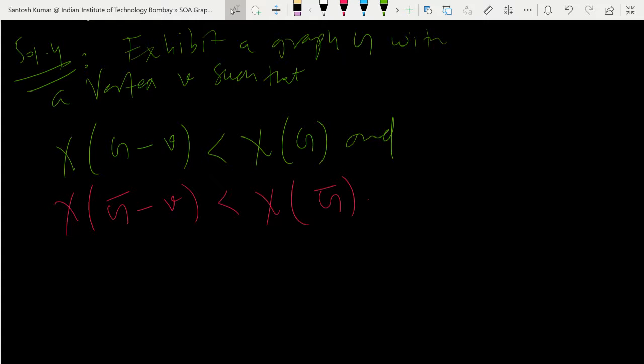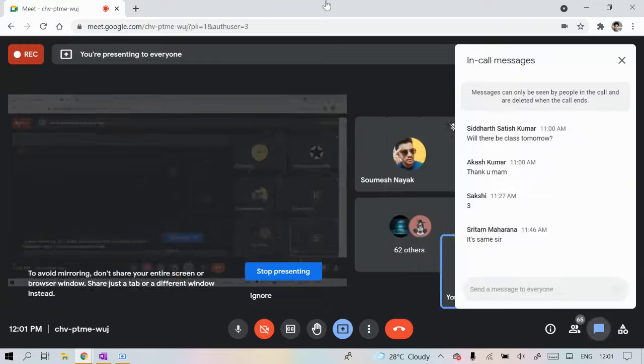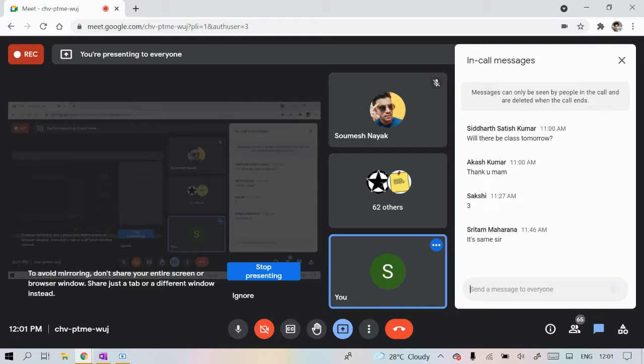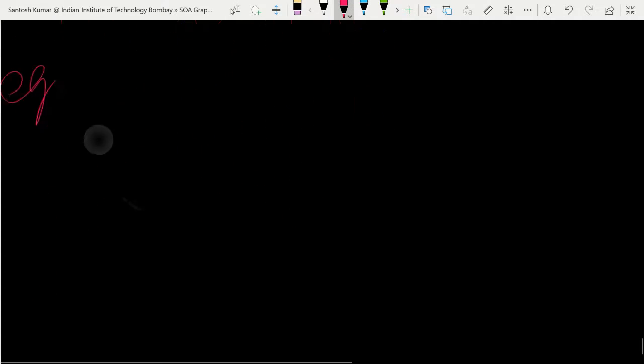Yeah, so anyone think over it and try to tell me the answer. Okay, so you tell me one answer, which graph satisfies these conditions. C5, sir. K4, sir. K4. So we have to do an experiment then.